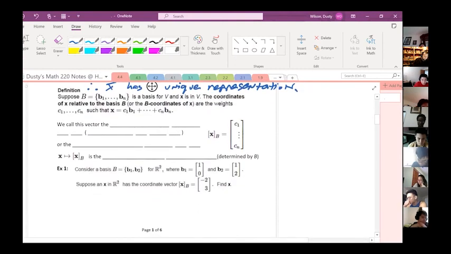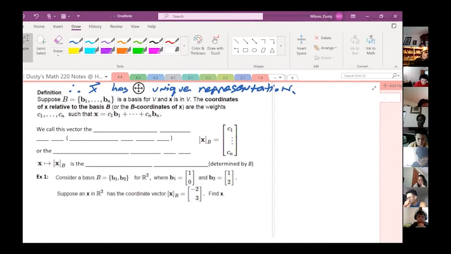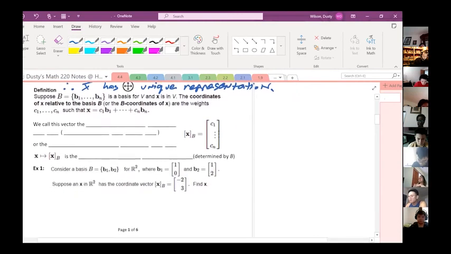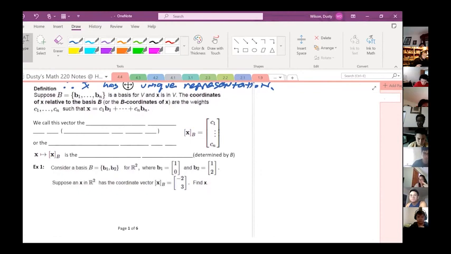So we have this idea that representations of vectors are unique with respect to some basis. So now we need some notation to work with this. So definition. Suppose B equal to b1 to bn is a basis for V, and x is in V. The coordinates of x relative to basis B, these are also called the B coordinates of x, are the weights c1 to cn such that x equals c1 b1 plus plus cn bn. So we call this vector the coordinate vector.